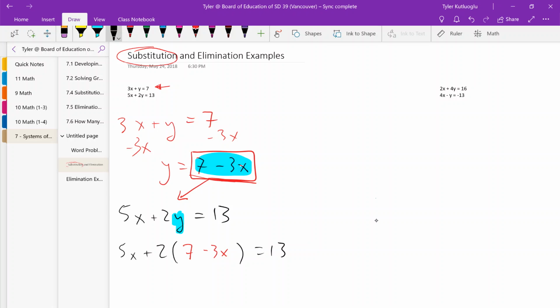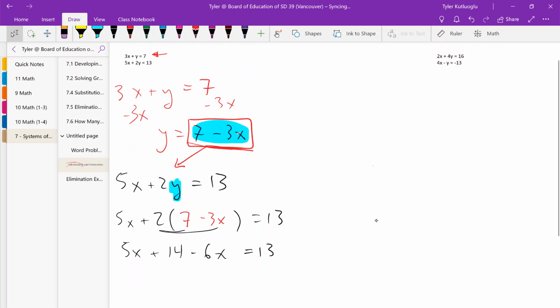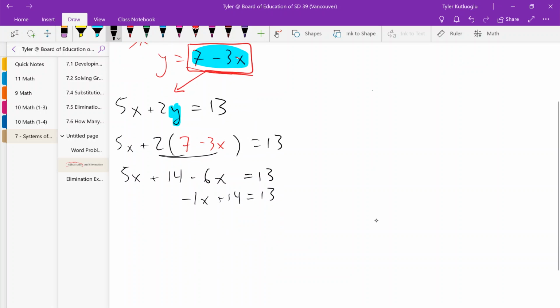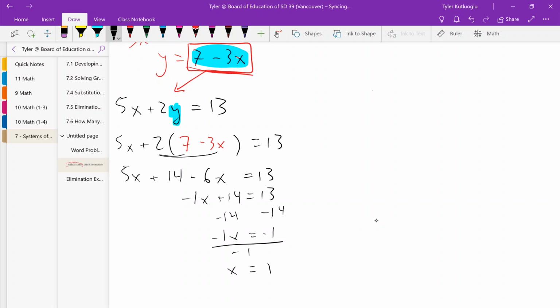Now we just do our math, like our multiplication and everything, to get the rest. 5x plus 14 minus 6x equals 13. Cool. So now I'll collect like terms. So I get negative 1x plus 14 equals 13. And I'll subtract 14 from both sides. Negative 1x equals negative 1. Divided by negative 1, x is equal to positive 1. Cool. I found my x.